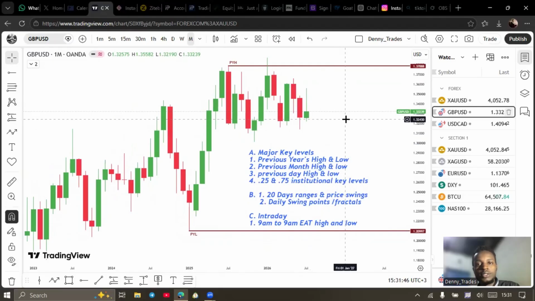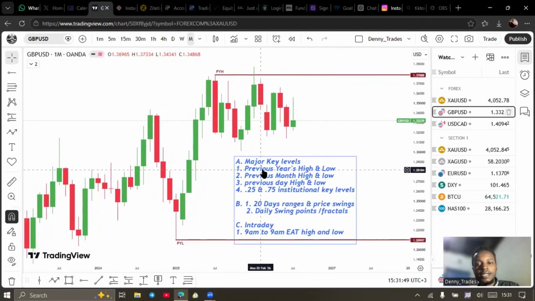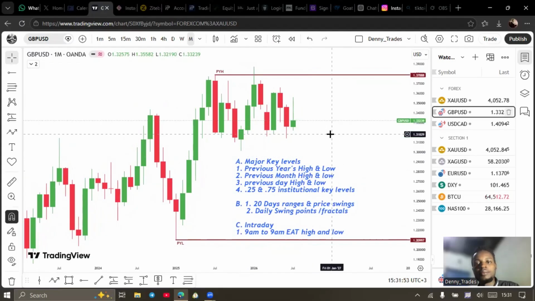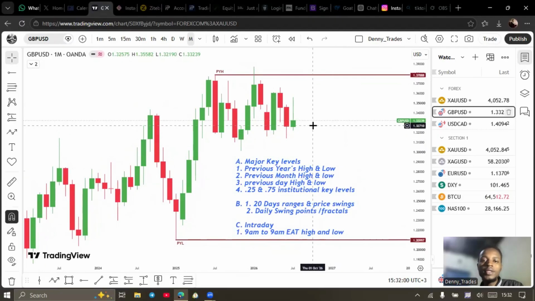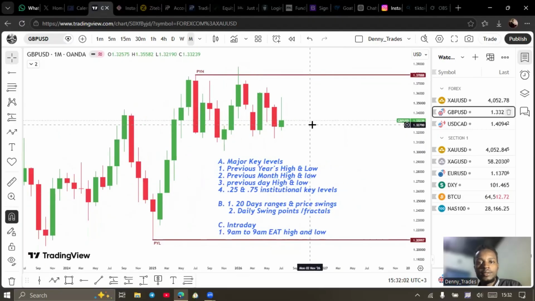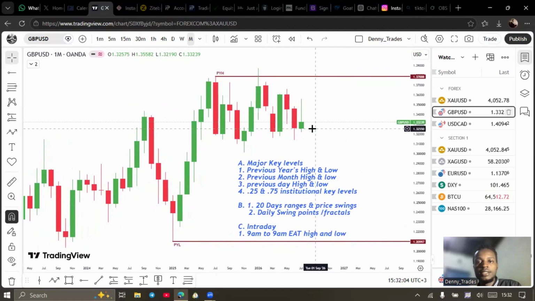Another thing we are going to learn is price reverses around these key levels. The previous year's high, the previous month's highs and lows, the previous day's highs and lows. You are going to see that. So the next key level we are going to mark on the chart is the previous month's highs and lows. So if you are trading on this red candle this month here, we will have marked the high and low of this month's candle range.